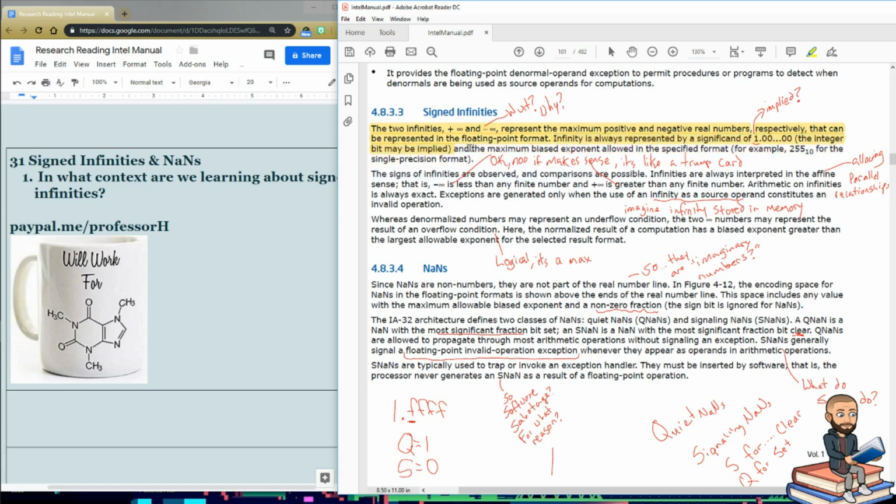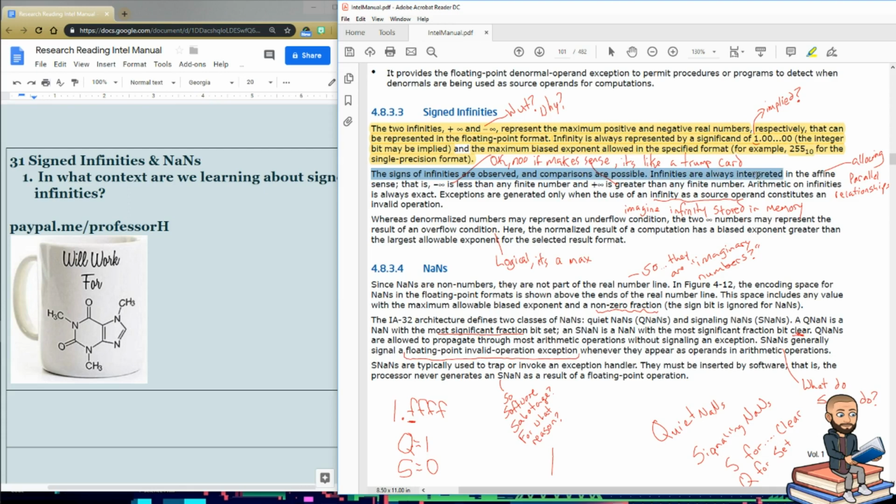So they say that infinity is always represented by a significand of 1 and then all those zeros, it looks like, in the mantissa. And they also say that this is the same way you represent the maximum biased exponent allowed in this format. And what format are we talking about? Single precision. So the signs of infinities are observed and comparisons are possible.